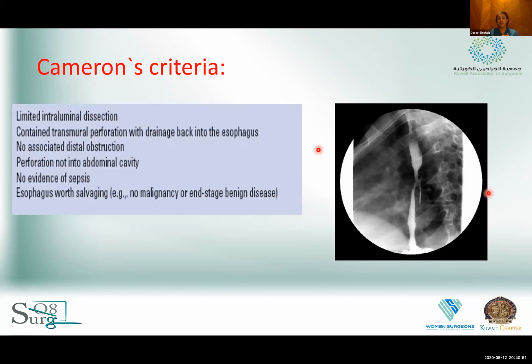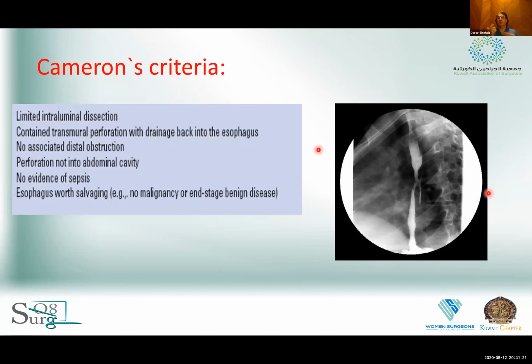Of course, the perforation should not be in the abdomen. It should be in the chest. And lastly, the esophagus has no underlying malignancy, or there's no underlying end stage stricture, for example. This Cameron's criteria is very useful and actually is very effective. Otherwise, we have to operate.